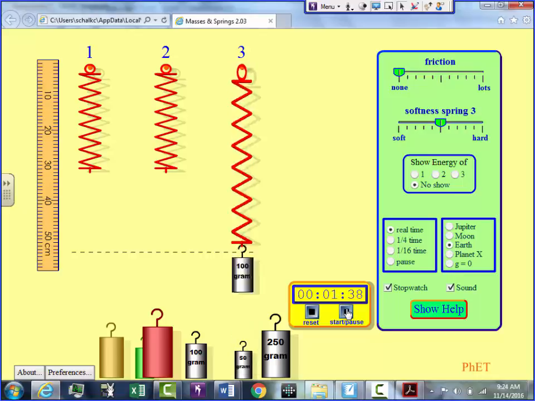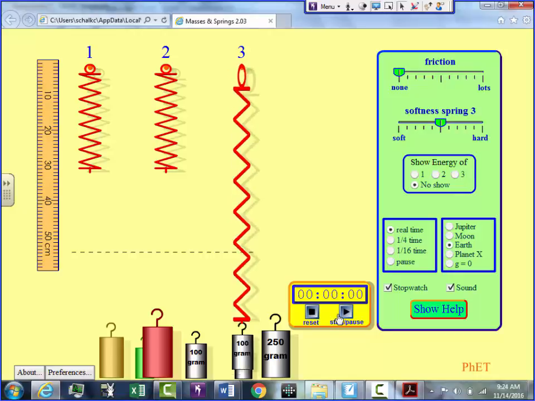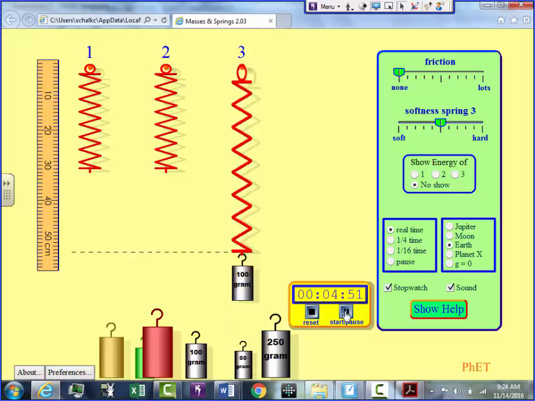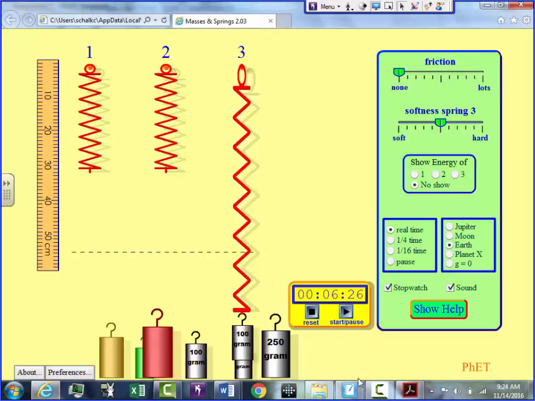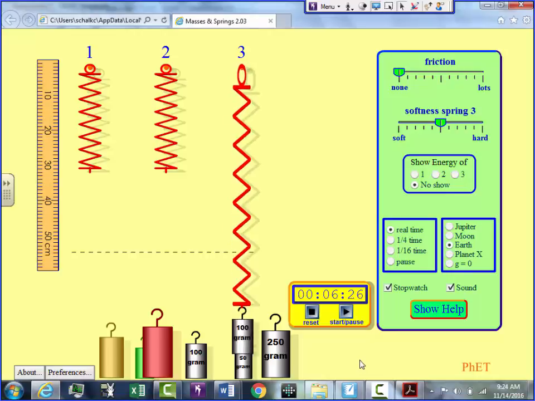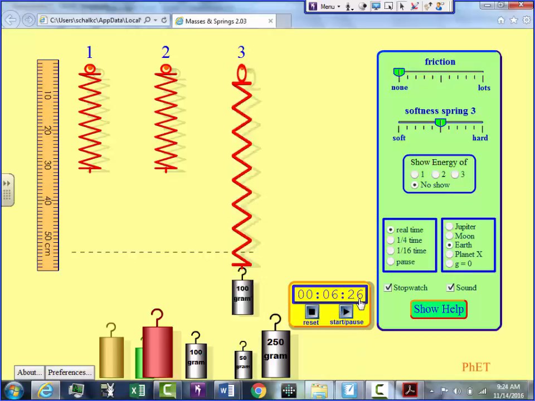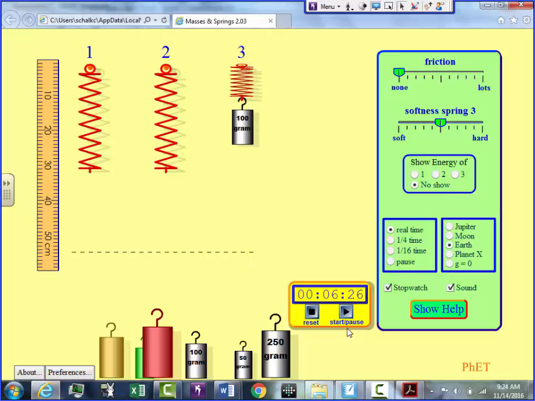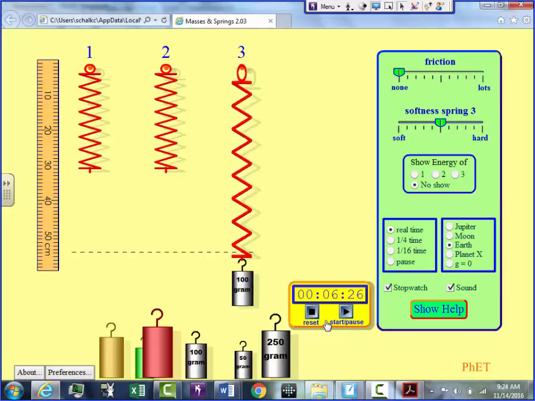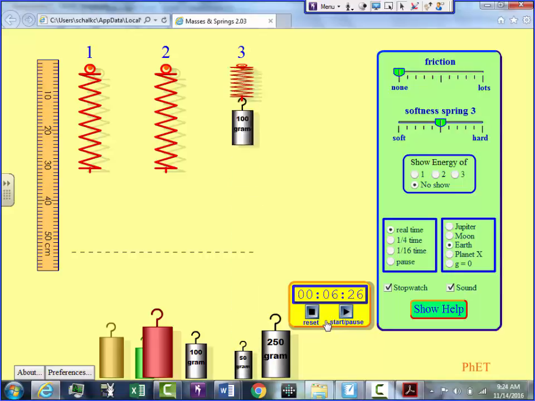One. Actually, I started on zero, didn't I? Go. 1, 2, 3, 4, 5, 6, 7, 8, 9, 10. Make sense? All right. So we'll go with the 100 gram mass as requiring 6.26 seconds for 10 oscillations, though, right? So make sure you write that down. The 100 gram mass required 6.26 seconds for 10 oscillations.